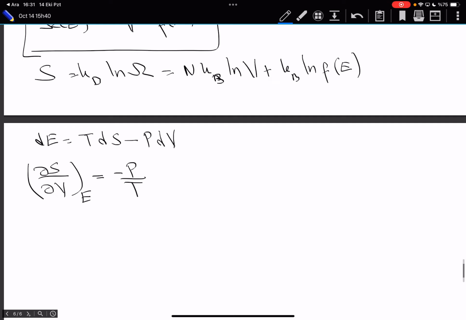This is just a thermodynamic definition. This is valid for any system. Derivative of entropy with respect to volume, if you keep the energy constant, is equal to minus pressure over, no, plus pressure over temperature. Well, you can also see it from here. This is 1 over T times dE plus P over T times dV.